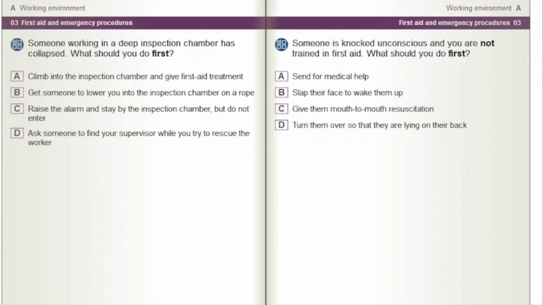Someone is knocked unconscious and you are not trained in first aid. What should you do first? Send for medical help. Slap their face to wake them up. Give them mouth-to-mouth resuscitation. Turn them over so that they are lying on their back.